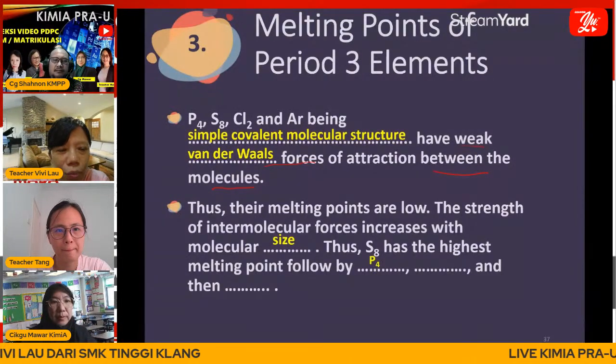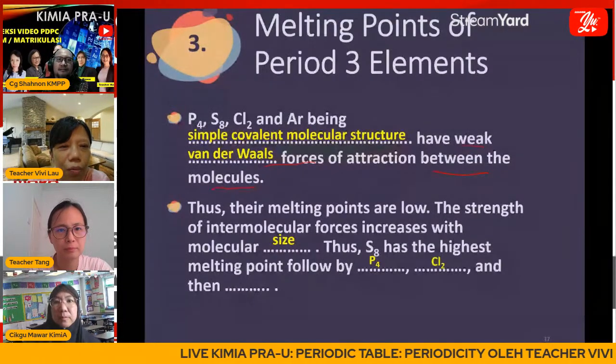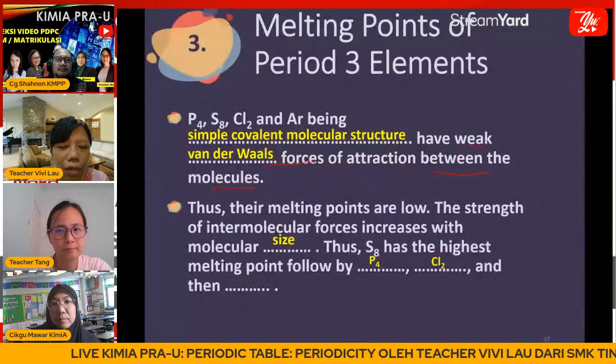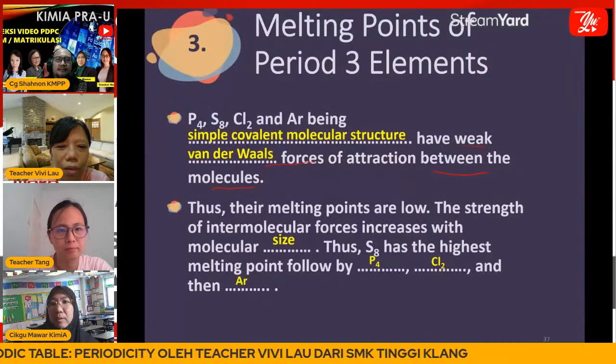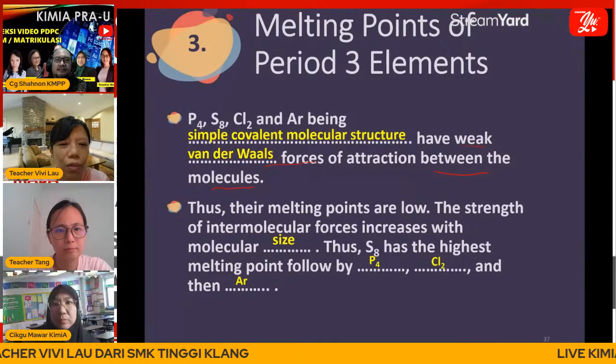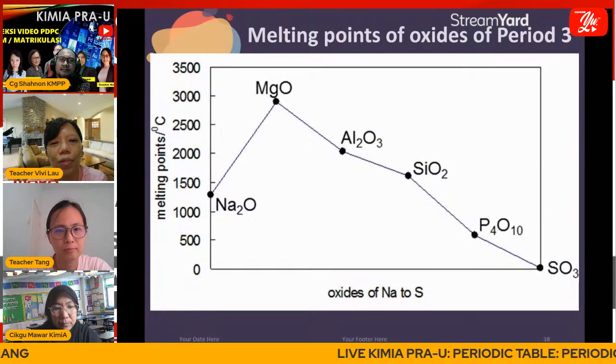So across the period from phosphorus to argon, sulfur has the highest melting point because of the largest molecular size, followed by phosphorus, chlorine, and argon. Then we look at the melting point of oxides of period 3.